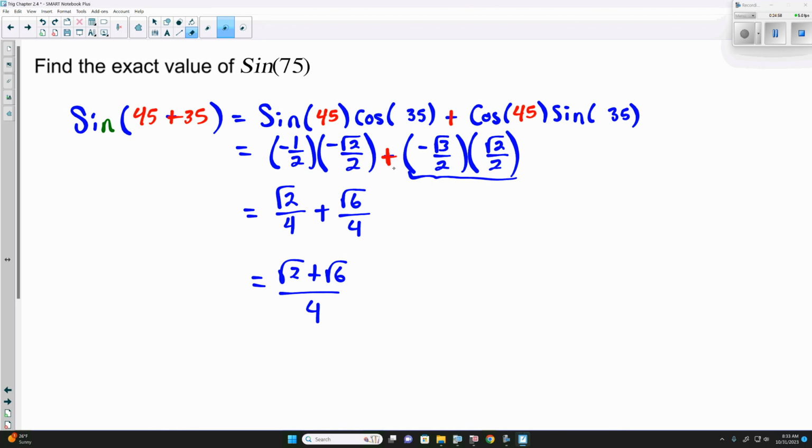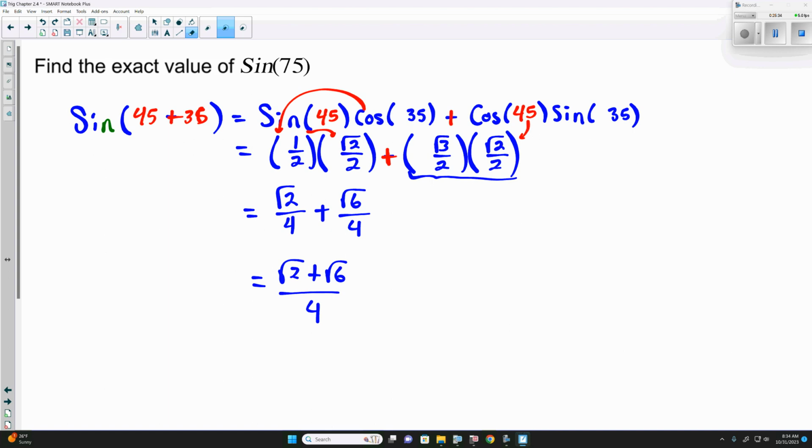We get this here. Now, sine of 45 degrees is actually our positive square root 2 over 2. Cosine of 35 is negative 1/2. Really, sine and cosine spots flipped, and they both became positive. Cosine of 45 degrees is, well, square root 2 over 2. Sine of 35 degrees, or 30.